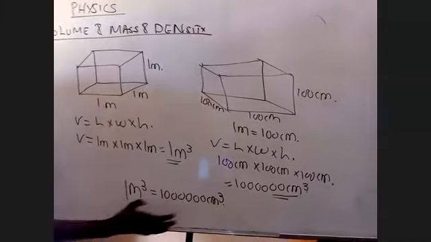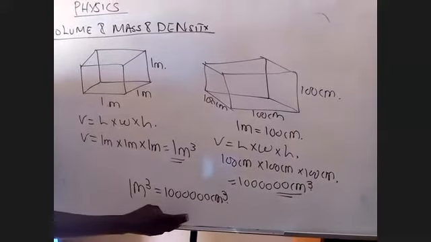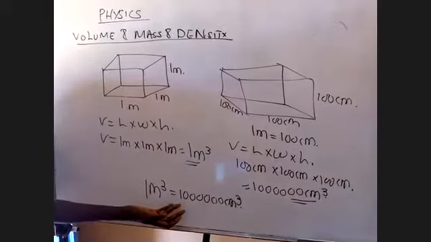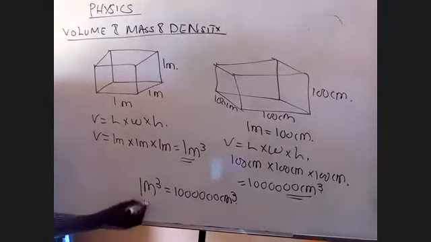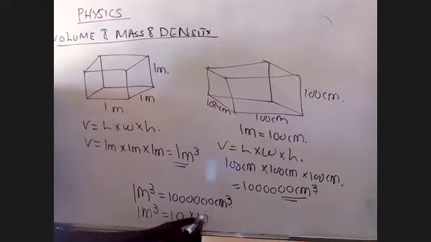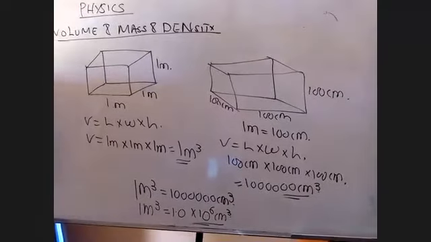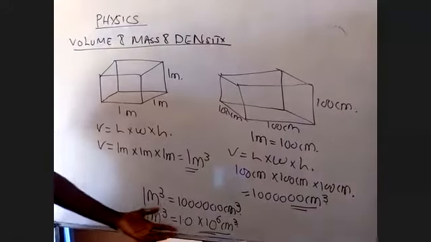On writing this 1 million, sometimes you find that you take a lot of time writing it, and therefore you can choose to write this number in standard form. In this case, you'll say that 1 cubic meter is equivalent to 1.0 times 10 raised to power 6 cubic centimeters. So this is the relationship in volume between cubic meters and cubic centimeters.